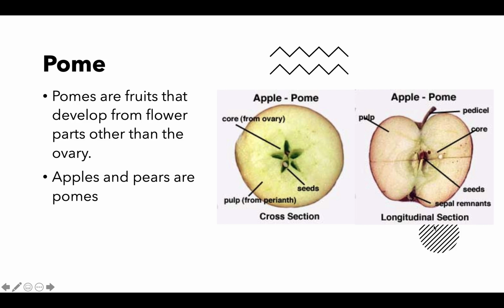Pomes are fruits that develop from flower parts other than the ovary. For this reason, pomes are often called accessory fruits because the fruit was developed not only from the ovary but also from other structures of the flower, including the petals and the sepals combined. To better understand this, we look to the next one.